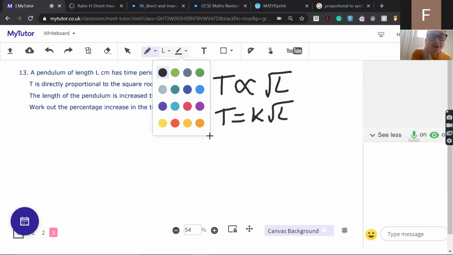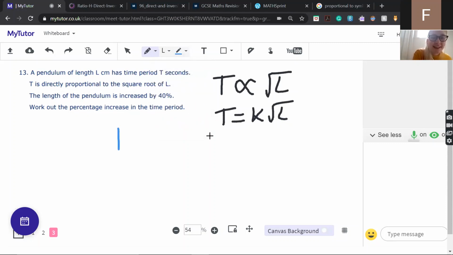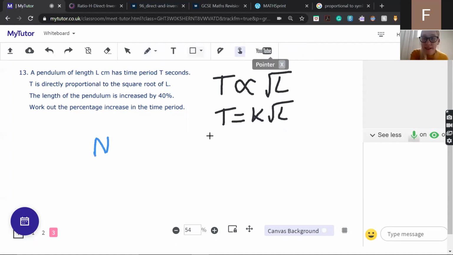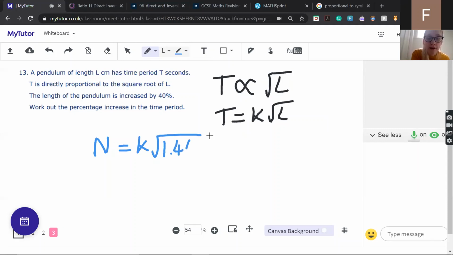So what we can write is that, I guess our new T, let's call it something else. Let's call it N for our new value of T. So here we're saying like our original T is this. So our new T is equal to K, remember the K will stay the same, root 1.4 L.